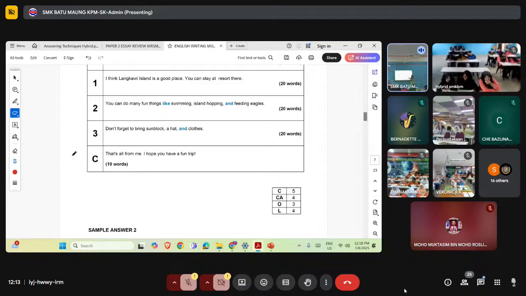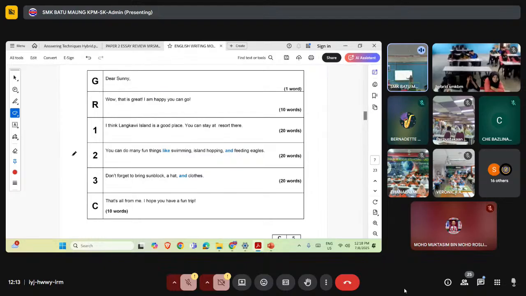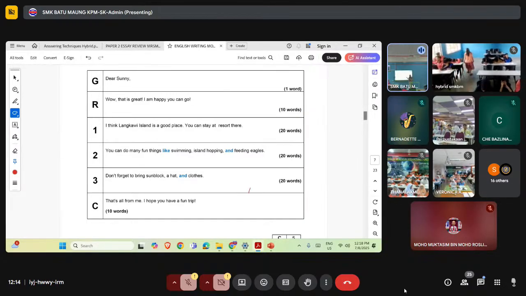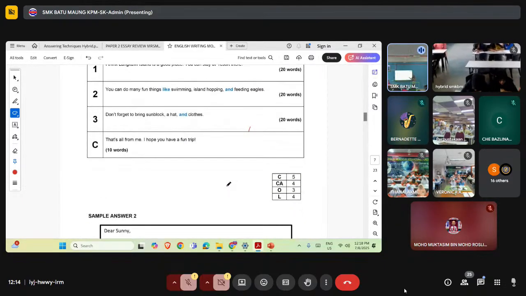But for organization, is there any cohesive devices here? Any cohesive devices? Look at here. Where? Any cohesive devices? No? Okay. But any basic linkers? Any linkers? Where is it? Where are the linkers? Only 'and'. Okay? Like for example, giving example. So that's why the mark given here is only around 3.